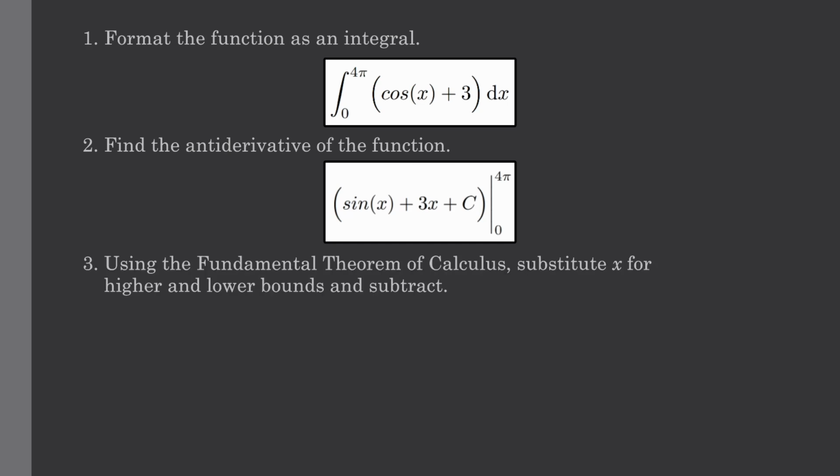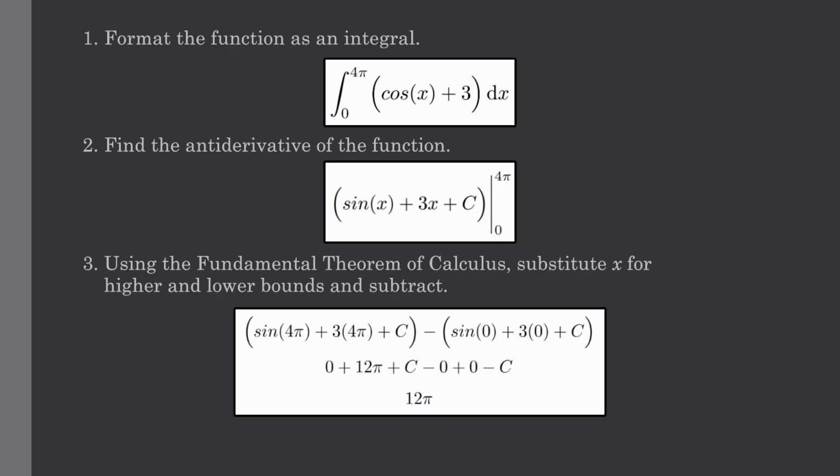And so using the fundamental theorem of calculus, what we do is we substitute x for 4 pi and then subtract that for the same function with x substituted for 0. And this is taking the area and subtracting its lower bound of this function.